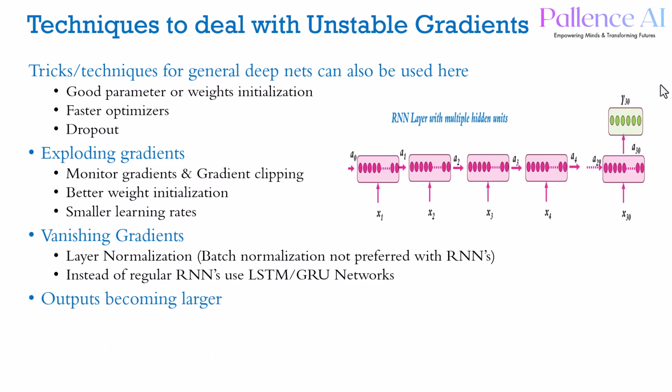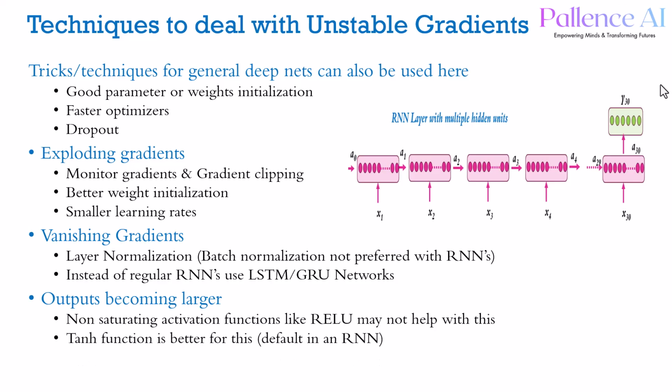Now, apart from the gradients, the outputs themselves can become larger. Why will this happen? Well, especially if we use some kind of non-saturating activation functions like ReLU, it could result in outputs becoming very large. But typically for this situation, the tanh function is generally preferred and is the default in an RNN layer. In fact, as I said earlier, when we implement an RNN layer, by default, it uses a tanh function. Okay, and smaller learning rates can also help with this problem. Okay, so these are some of the techniques that we can use in dealing with unstable gradients.